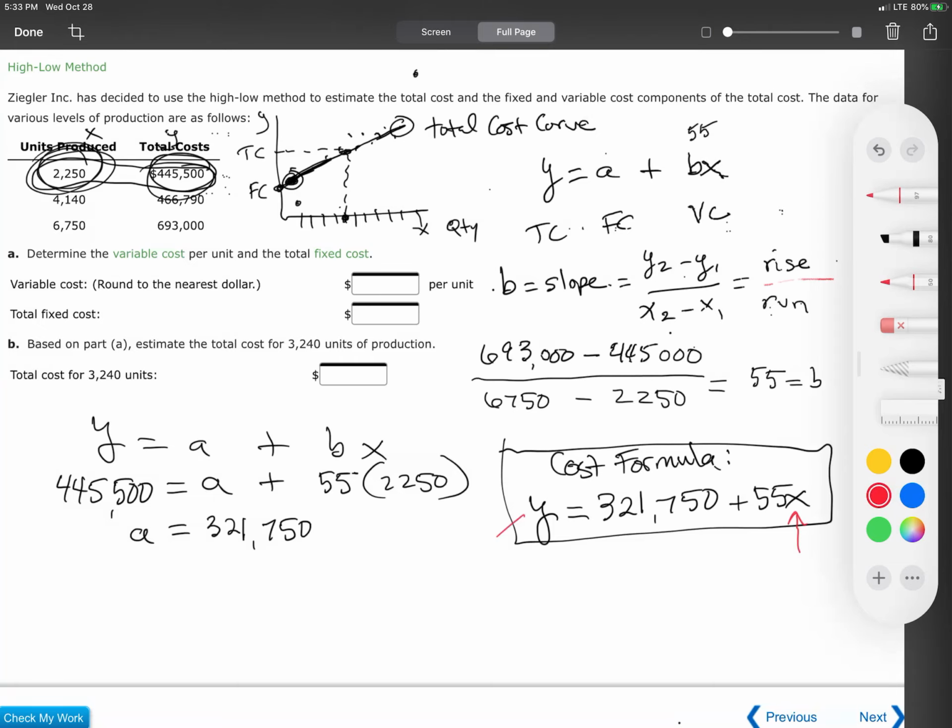Now let me rewrite this into what we call a cost formula. The cost formula is, in the infinitive, y equals 321750 plus 55x. We're going to see this again in a future chapter on budgeting. Why is this useful for budgeting? Because for any value that you insert for x, you can predict your cost. And that's what budgeting is. You're trying to budget. You're trying to predict future costs. Well, if you know your cost formula, you can say, well, if our factory produces X amount of units, then Y will be the resulting total cost.